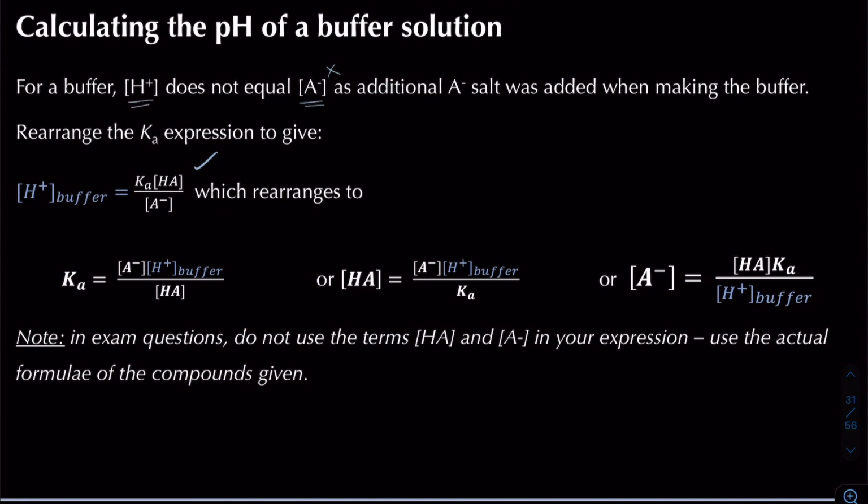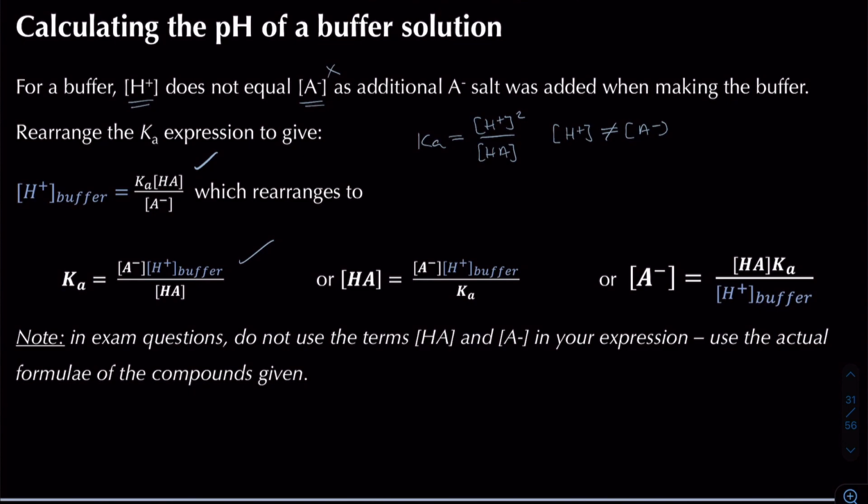So again, the assumption that we made for weak acids, where we said Ka is equal to the concentration of H+ squared divided by the concentration of HA, no longer works, because the concentration of H+ no longer equals the concentration of A- itself. We've added in extra A-, extra salt, into our solution. So if that's the case, this equation to calculate the concentration of H+ within our buffer, we can rearrange it to get the following, where we can calculate a value for Ka.